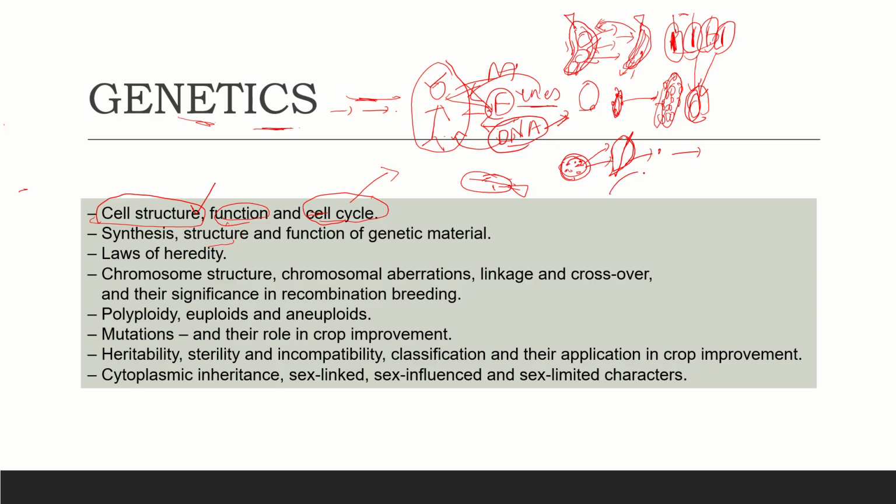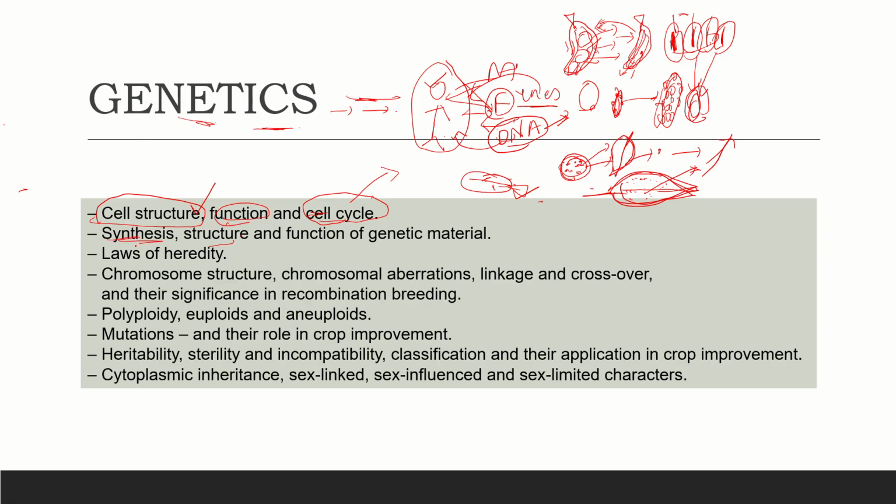For example, a cell is something deep in this leaf. The leaf is visible to us, but deep down there is a small thing. A combination of cells constitutes this whole leaf, and all these cells do their own functions to make this leaf function and grow, helping the plant grow. So we should know the structure, its function, and its cycle.